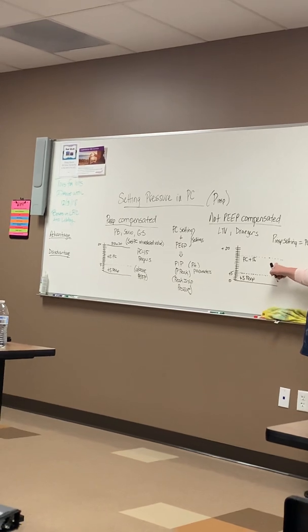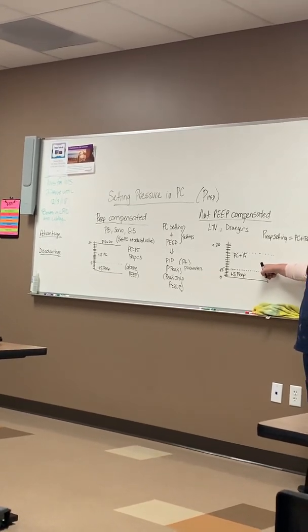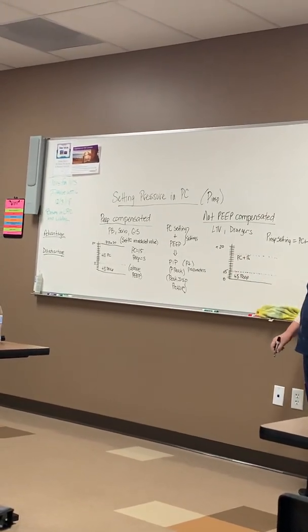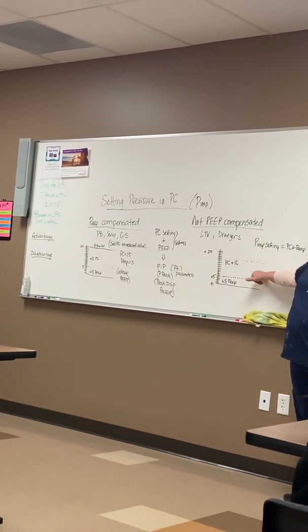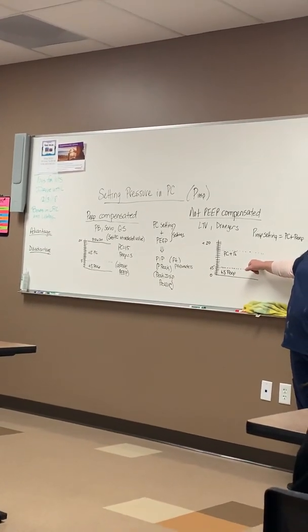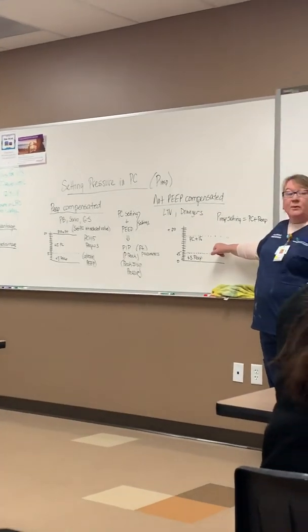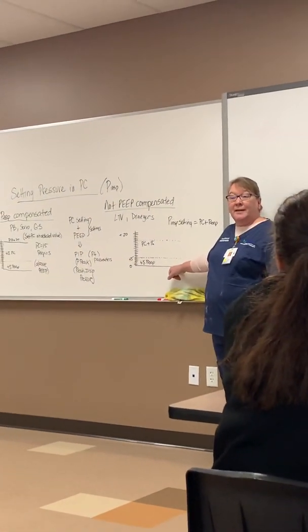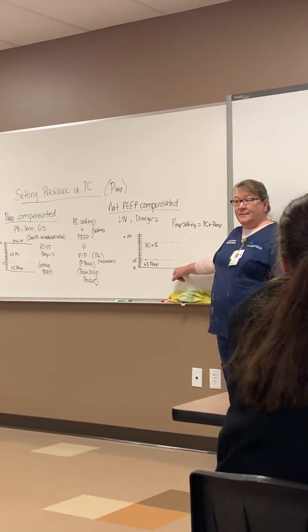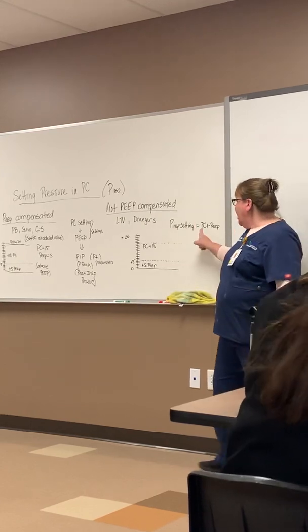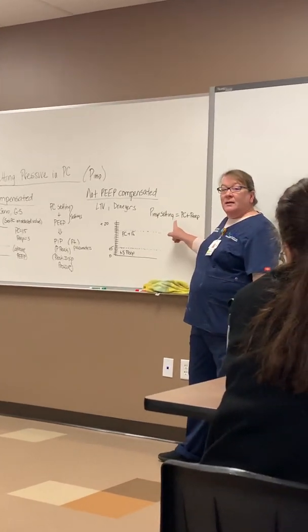So if you did it this way, what would your peak inspiratory pressure read? If you did it this way, it would read 15. And then you would have 5 of PEEP, which would mean you'd only be getting 10. Does this make sense to everybody? Because you have to subtract.